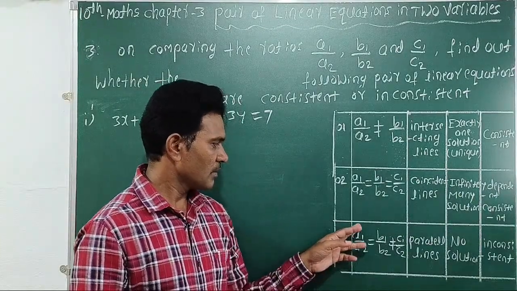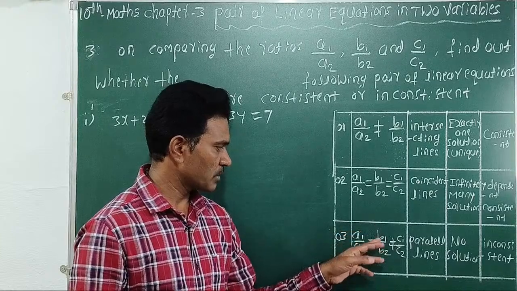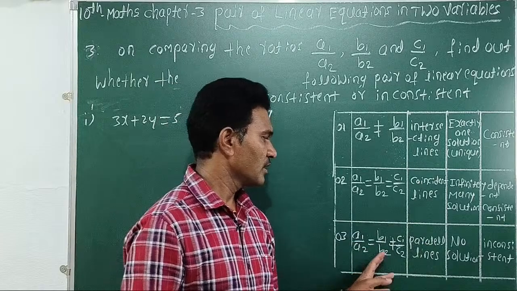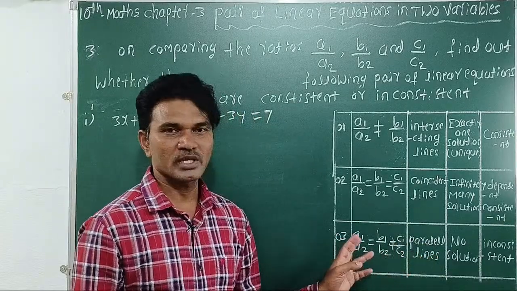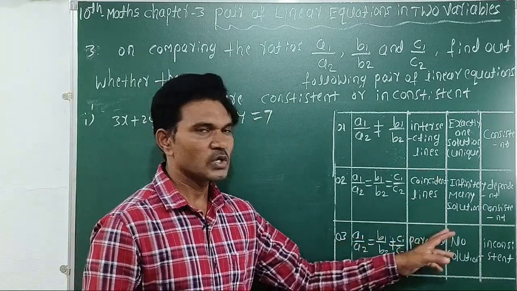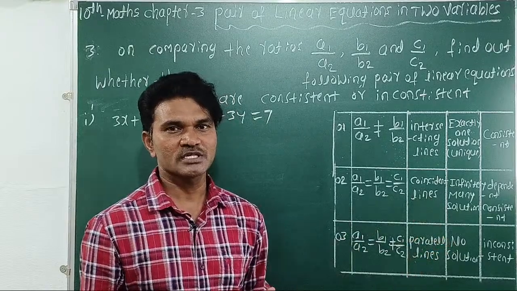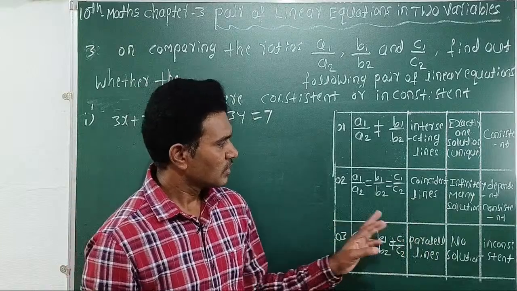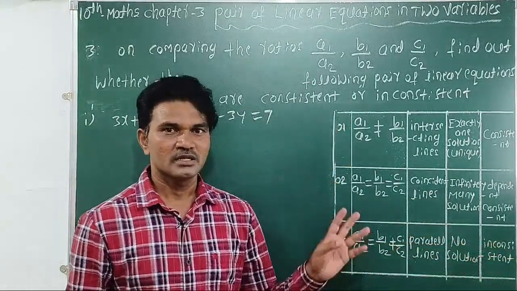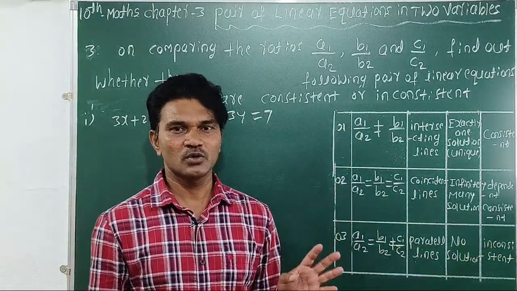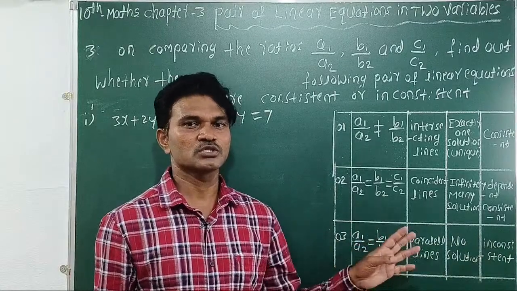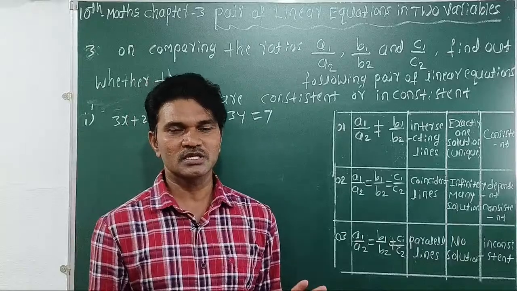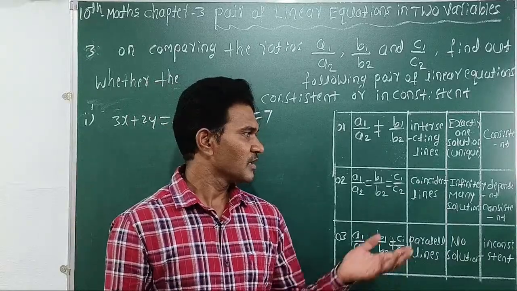Here, if a1 upon a2 equals b1 upon b2 not equal to c1 upon c2, then the graph of these two equations is parallel lines. No solution. No solution means it is inconsistent. Inconsistent means if two equations have no solution, those two equations are called inconsistent. If they have a solution, it is called consistent.